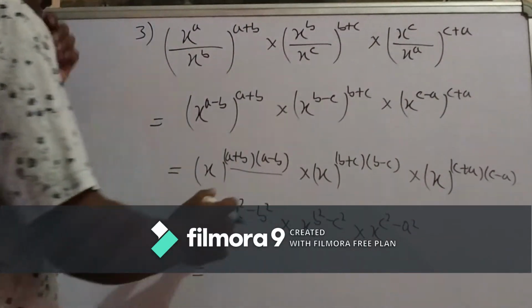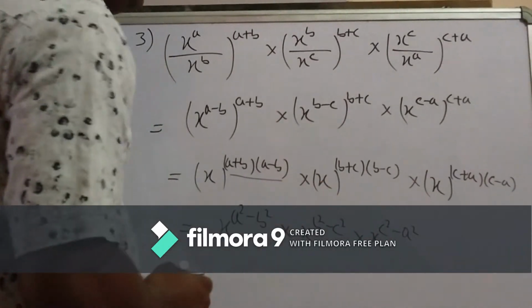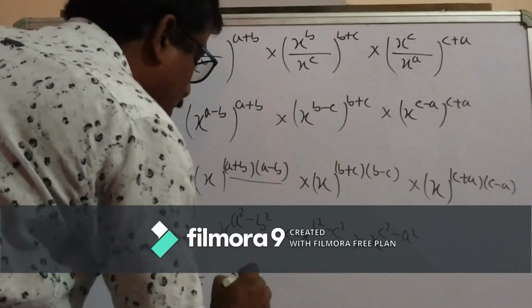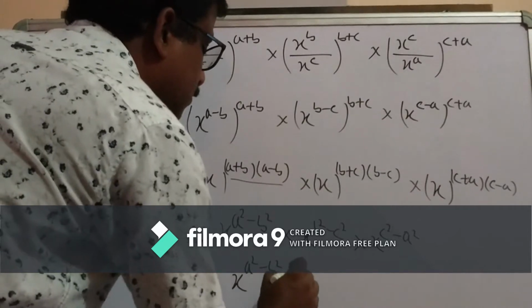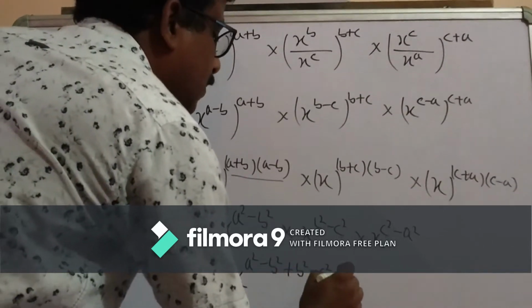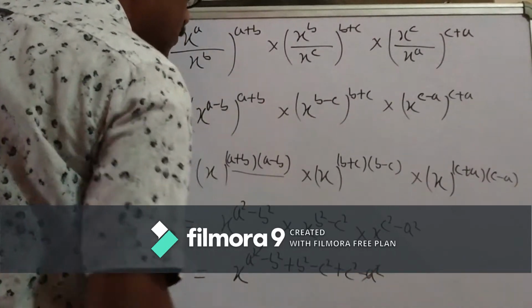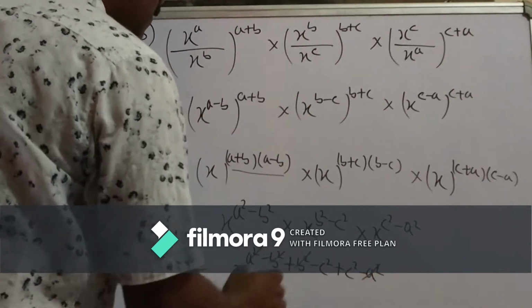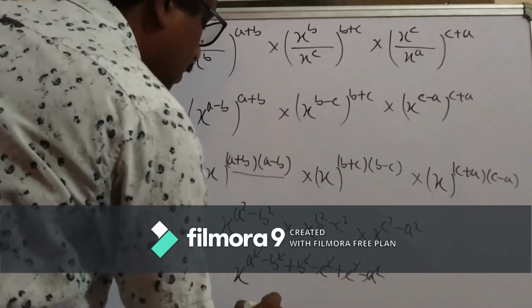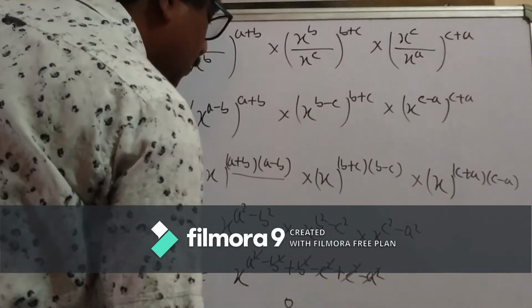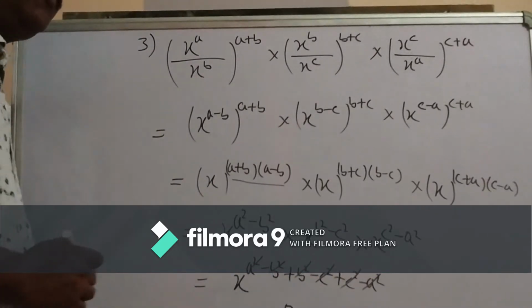So now it is multiplied. Everywhere the base is the same, x. So we have to add the powers. So x to the power a square minus b square plus b square minus c square plus c square minus a square. Here plus a square minus a square cancel, plus b square minus b square cancel, plus c square minus c square cancel. So everything is cancelled. So what is left? x to the power 0 is equal to 1. Power is 0 means the answer is 1.